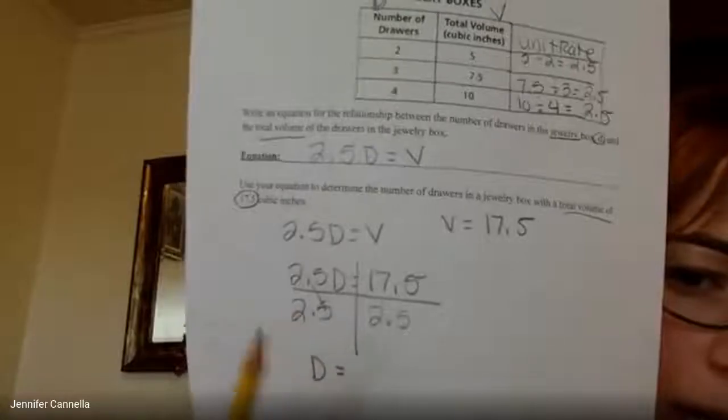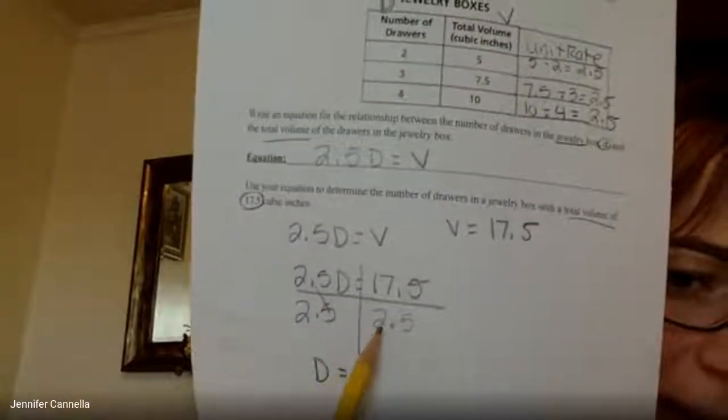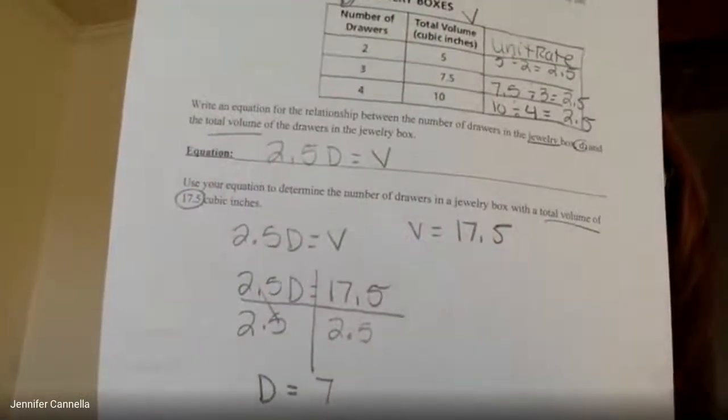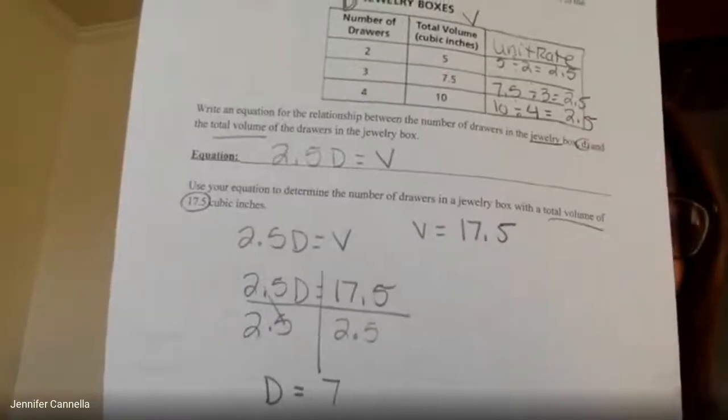What do you get for the draws? Can you repeat that again? What is 17.5 divided by 2.5? 7. Does everyone see how we got 7? Yeah, I got the same answer. Anyone have a question, comment, concern, problem? No. Okay. Please try this problem on your own.